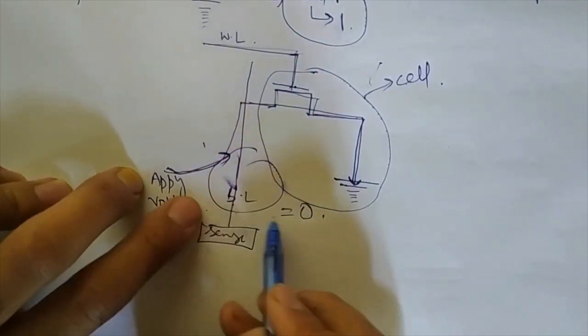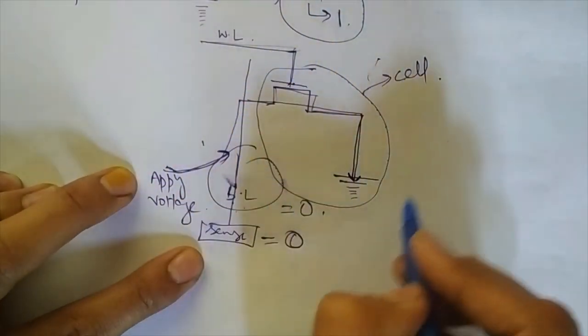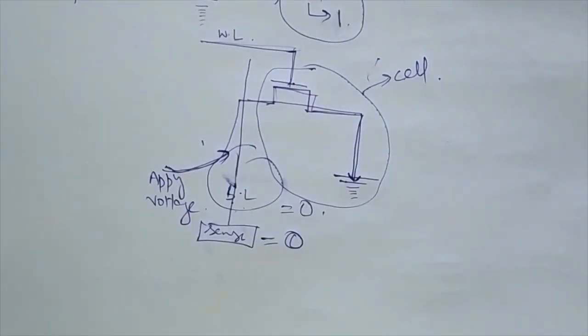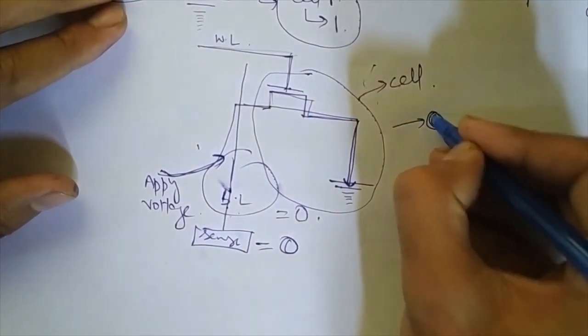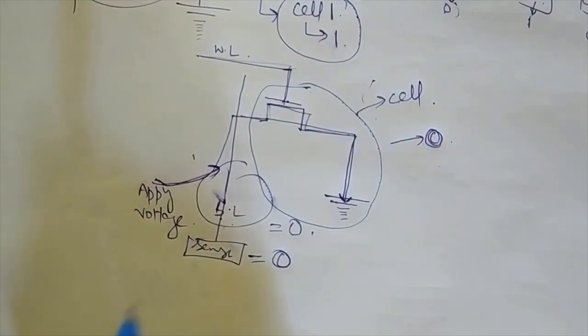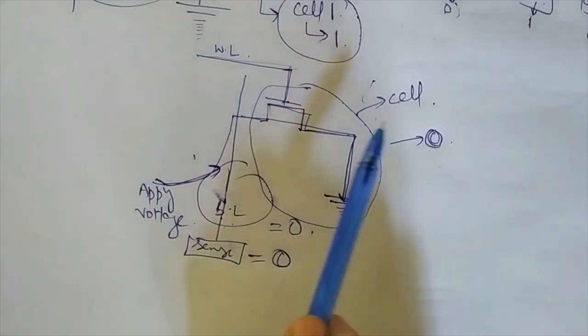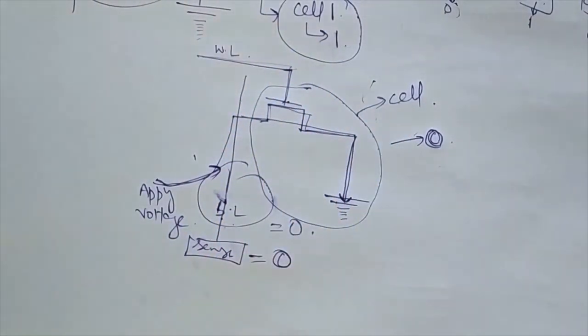What will be the voltage on this bit line? The voltage will be 0. That means the data stored on this cell is 0. So this cell will always store 0. Can we rewrite its architecture? No, we cannot rewrite neither its architecture nor the value stored in this particular cell. So this cell will always store 0.